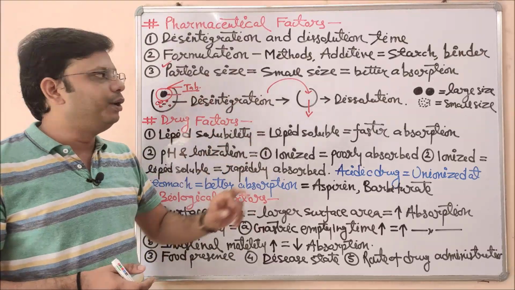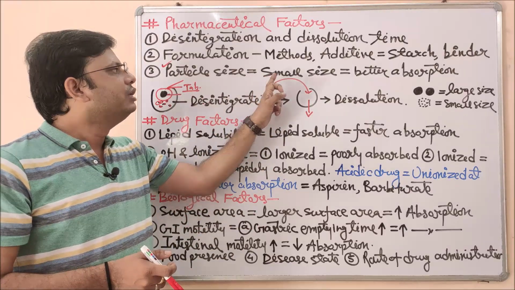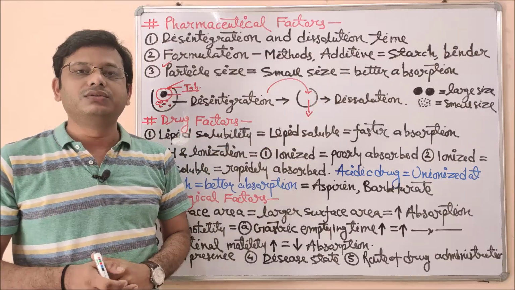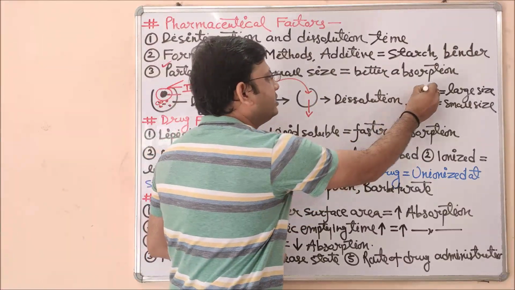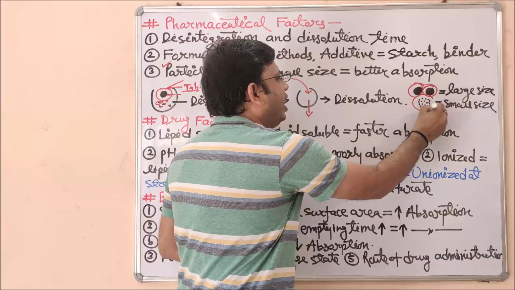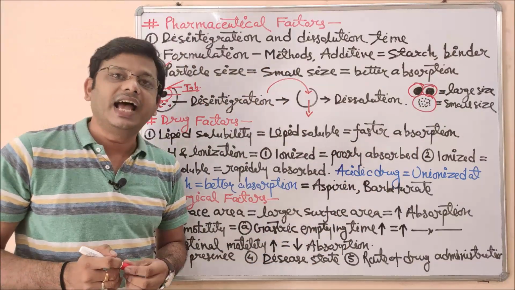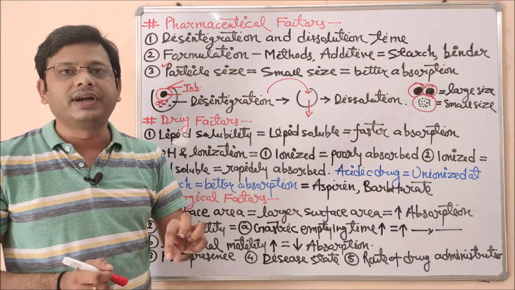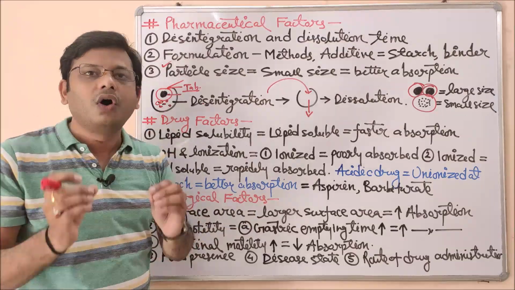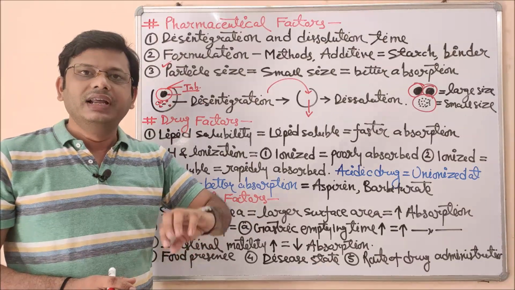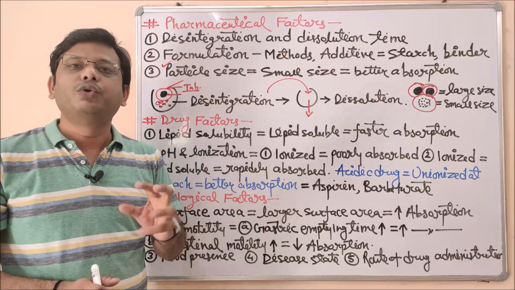So particle size is very important. As you can see in this equation, smaller the size, better the absorption. So this is an important parameter, as you can see in this representative diagram. If the particle size is large, it has to get disintegrated into smaller particles, but in case of a smaller particle, it is already in small size, so it will take less time to be dissolved.